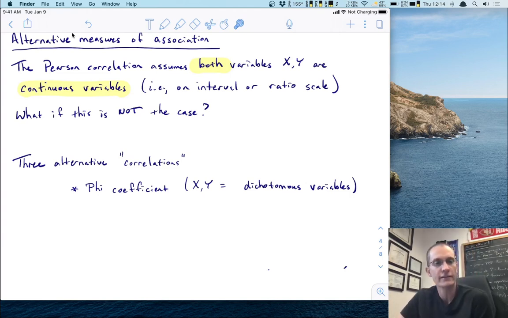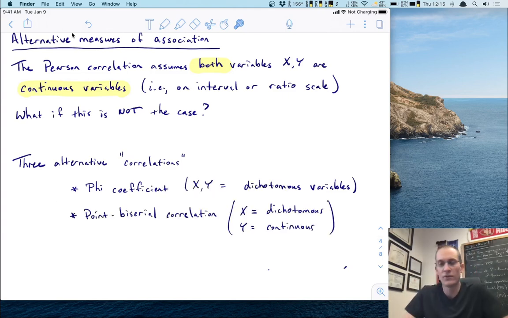It's called phi. The Greek letter is pronounced phi. And the phi coefficient, as you'll find out, is what you use when both x and y are what are called dichotomous variables. That is, they only have 2 options, 0 or 1, or yes or no, or anything that can be broken into 2 categories. We can use this phi coefficient.